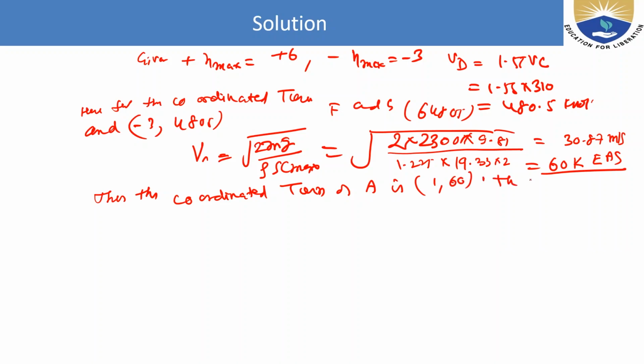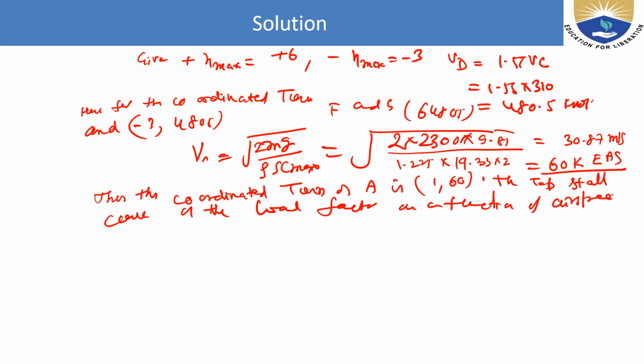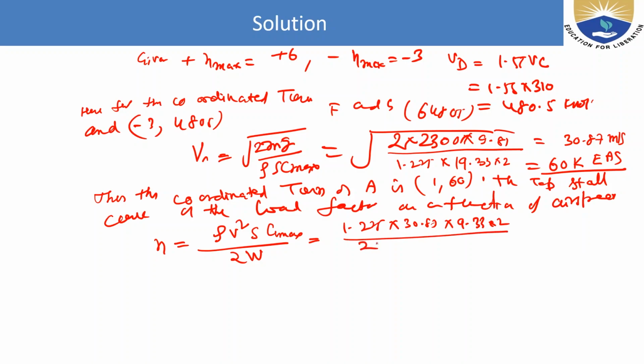The top stall curve of the load factor as a function of airspeed. So load factor n is equal to rho V square S CL max divided by 2W. So 1.225, velocity we have just now found out. Putting this value as 30.87 into 19.33 into 2 divided by 2 into 2300 into 9.81, we will get this n is equal to 0.10010 V square. Okay, so here is the V square.